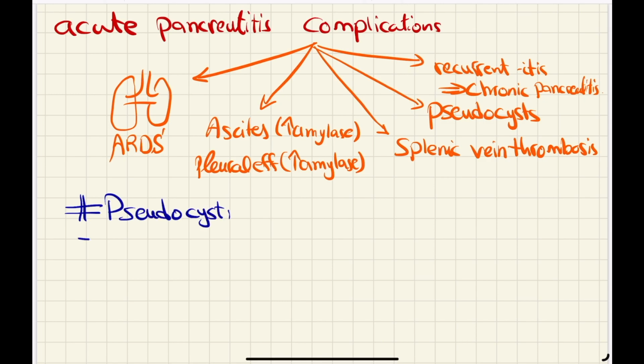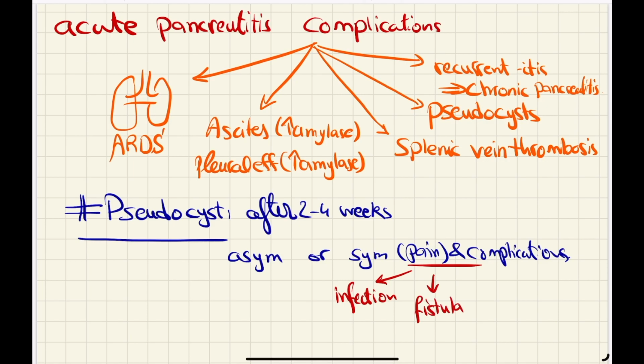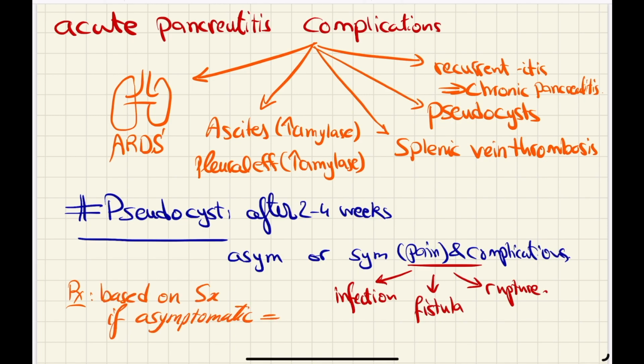Now, for pseudocyst, it's a pseudocyst, which means it doesn't have a real membrane. It appears after 2 to 4 weeks of acute pancreatitis. Now, regarding the symptoms, it might be asymptomatic or symptomatic. The symptoms include pain or complications: infection, fistula formation, and rupture. If it's asymptomatic, we don't treat it. We just monitor. It will resolve spontaneously. If we have any symptoms, then we need to drain this pseudocyst.